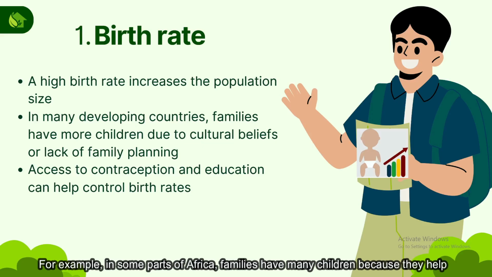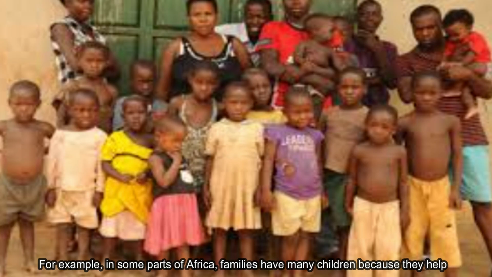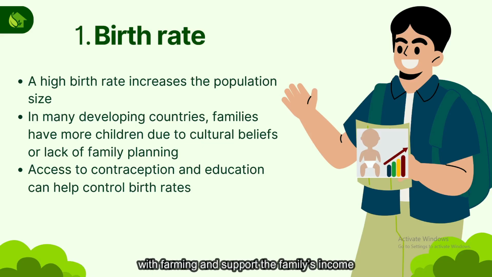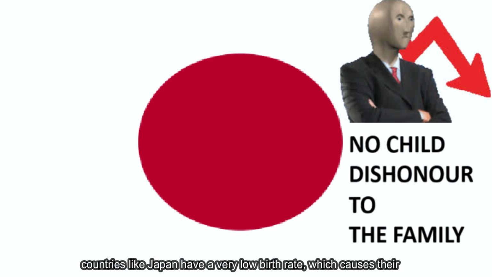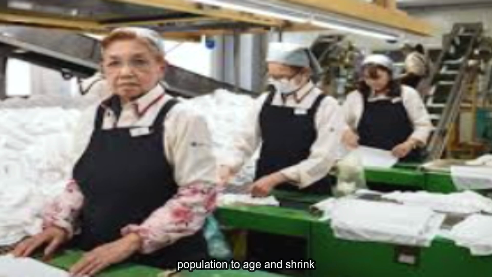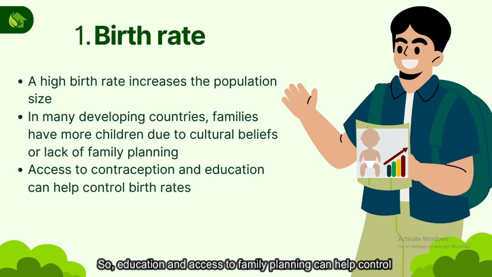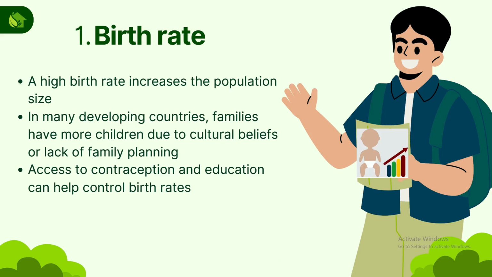family labor. For example, in some parts of Africa, families have many children because they help with farming and support the family's income. On the other hand, countries like Japan have a very low birth rate, which causes their population to age and shrink. So, education and access to family planning can help control birth rates and balance population growth.